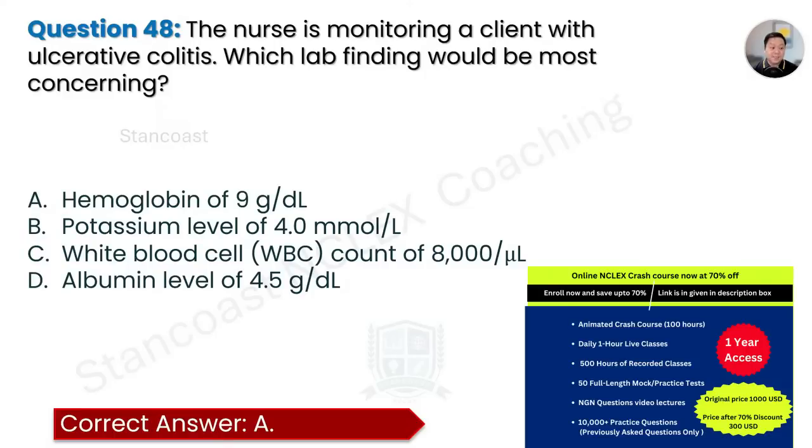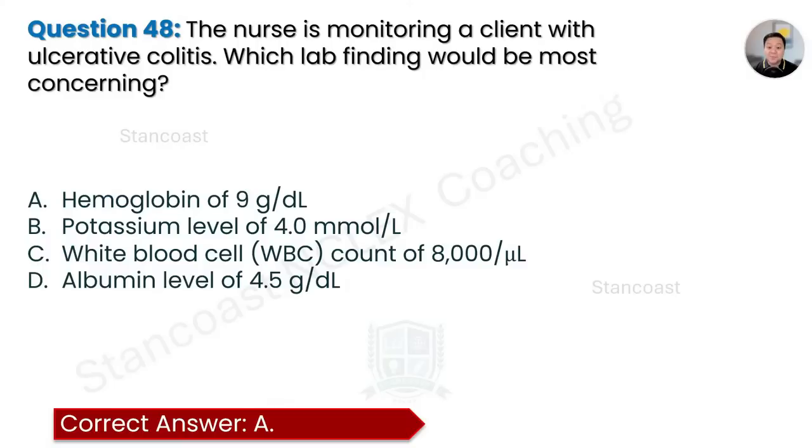Letter D is also incorrect because that albumin value is within the range of 3.4 to 5.4 grams per dl. And just to give you a little bit of review, hypoalbuminemia might indicate malnutrition, which is a concern in severe form of ulcerative colitis. But again, this value does not require intervention this time.